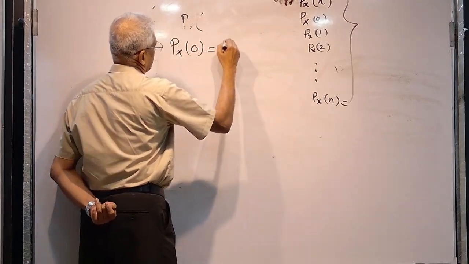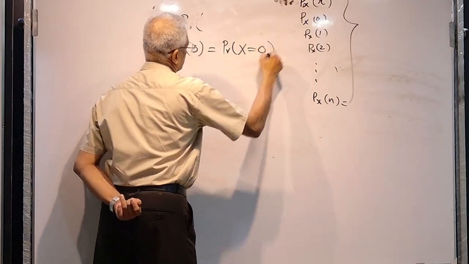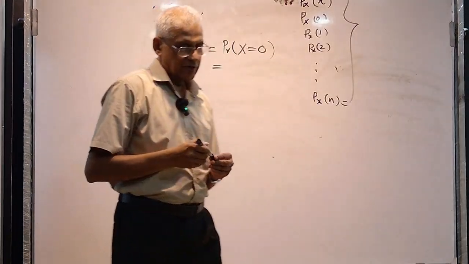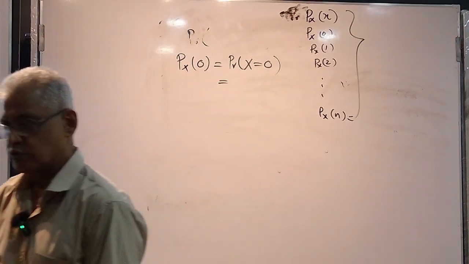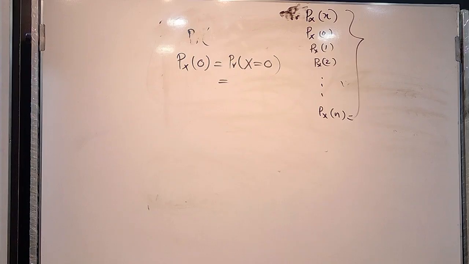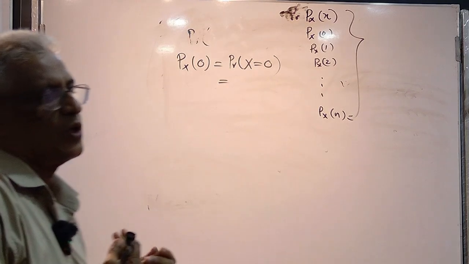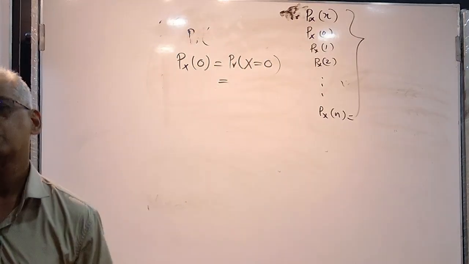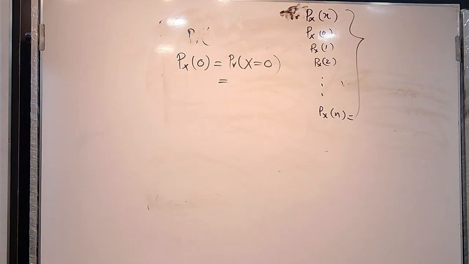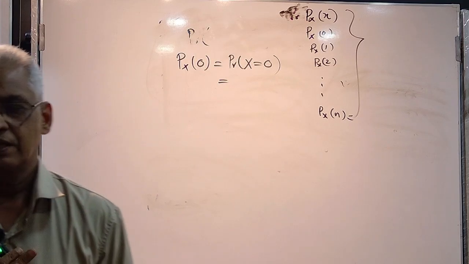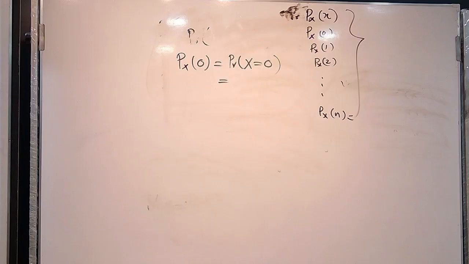P(X=0). That is the same as probability x equal to 0. What is that probability? X equal to 0 means no successes in n trials. That means all of them are failures. So what is the probability that all of them are failures if the probability of one failure is 1 minus theta? All of them are failures means first one is a failure and second one is a failure and third one is a failure until nth one is a failure.